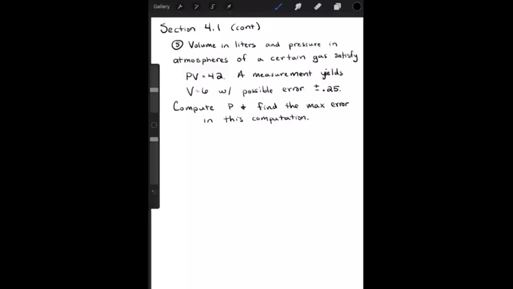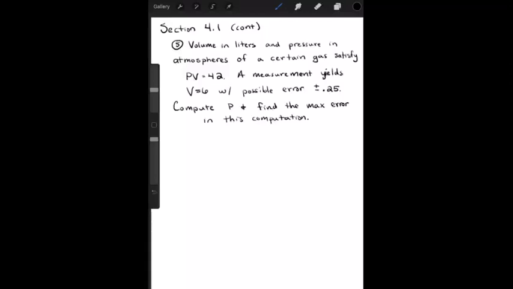Okay, so we have that the volume in liters and the pressure in atmosphere of a certain gas satisfy this equation P times V equals 42. We've managed to measure the volume, and our measurement equipment says that it's 6, but it could be as little as 5.75 or as much as 6.25. Right, so our measurement equipment is not the most precise. There's a little bit of error possible there in our measurement of the volume.